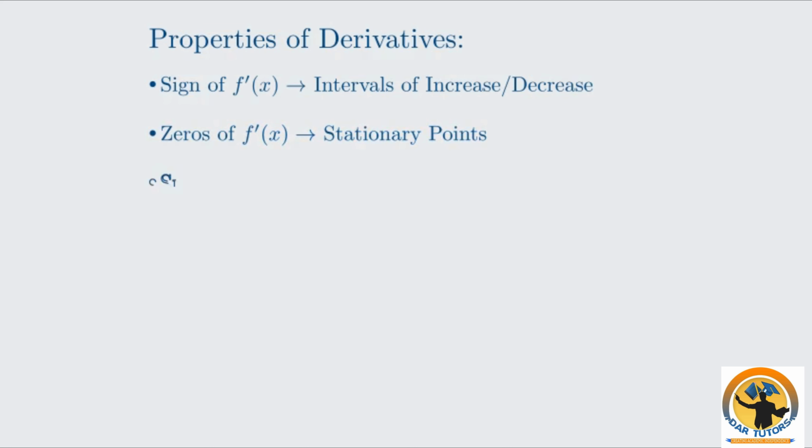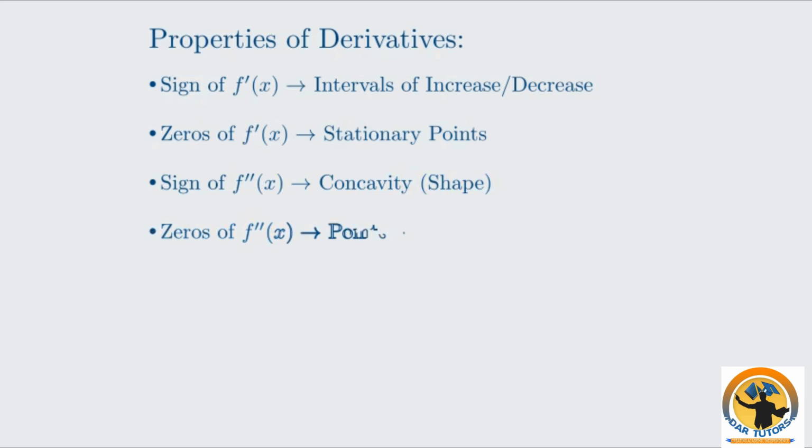Third, the sign of the second derivative, f double prime of x, tells us about the concavity of the function. If f double prime of x is positive, the function is concave up, like a cup. If it's negative, the function is concave down, like a frown. Finally, the zeros of the second derivative, where f double prime of x equals 0, indicate potential points of inflection.